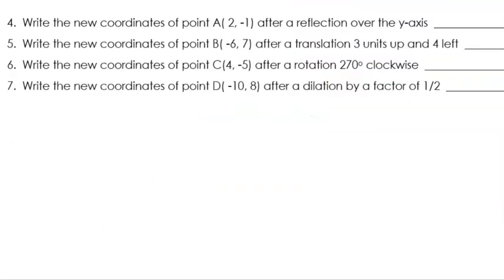Question number 4 asks us to write the new coordinates after a reflection over the y-axis. When we do that, our a becomes a prime, and when you reflect over y, you change the x value. So that's going to be negative 2, negative 1. For question 5, it asks us to translate 3 units up, which adds 3 to y values, and 4 units left, which subtracts 4 from x values. So b prime will be negative 10, positive 10.